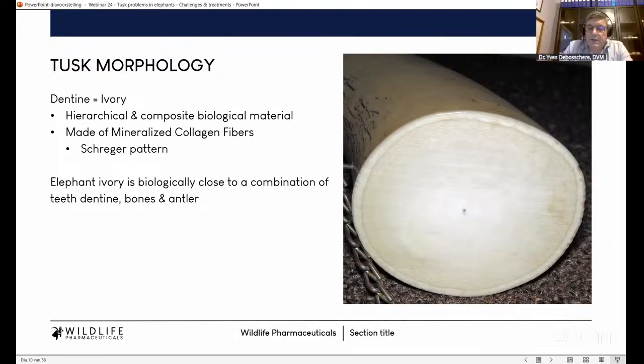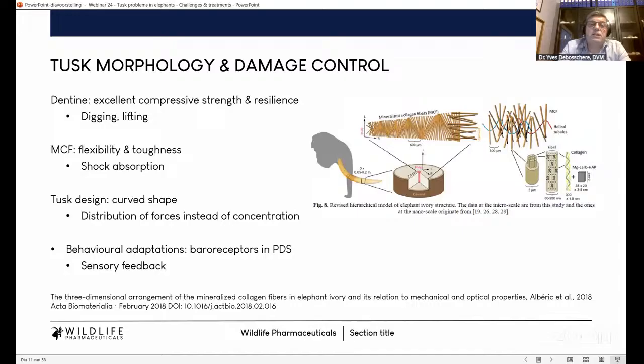If we look at the morphology and the damage control, the dentine will be excellent for compressive strength and resilience. So the fact that we have something like dentine is good for digging and lifting things. And then the mineralized collagen fiber gives flexibility and toughness to the tusk, which will act like a shock absorber if they use their tusk to do heavy duties.